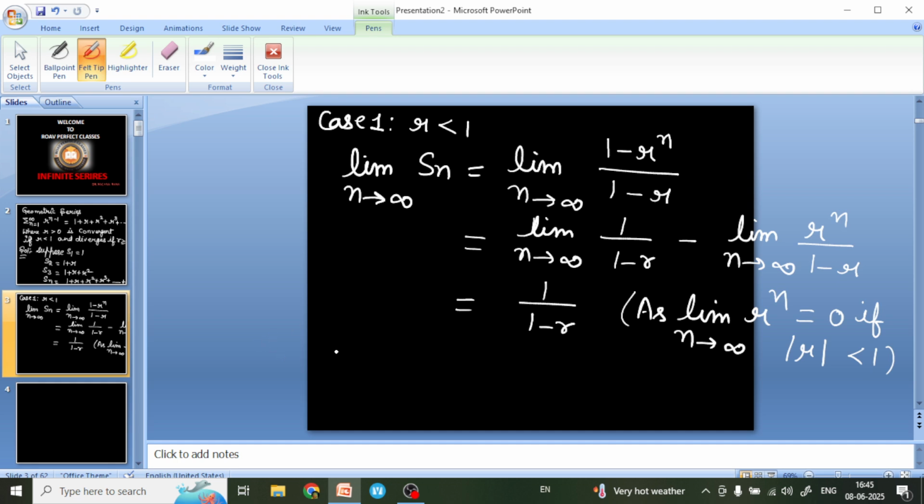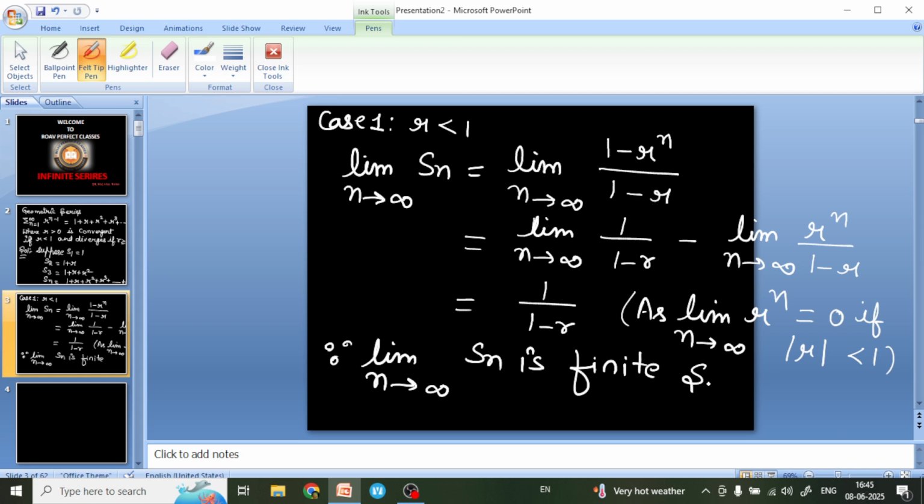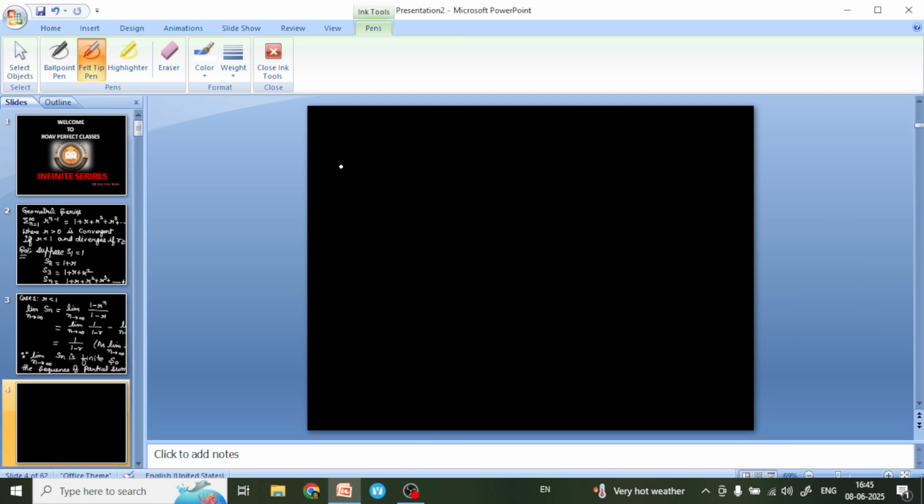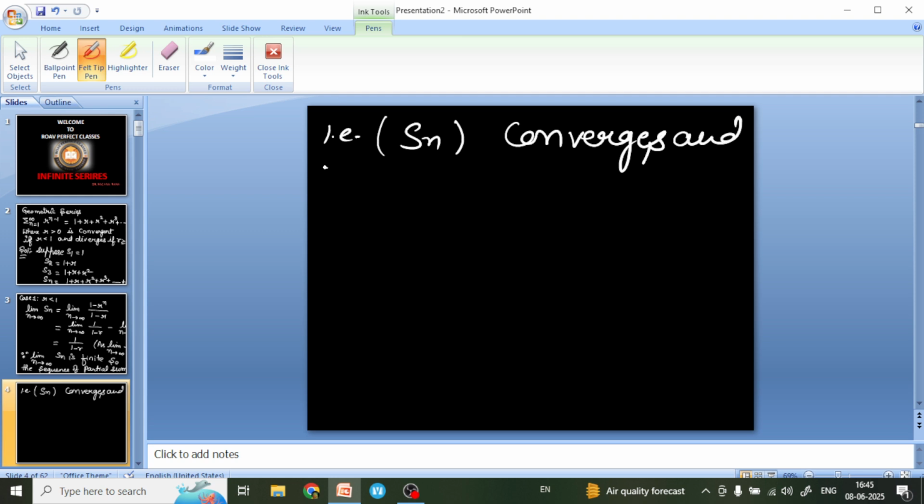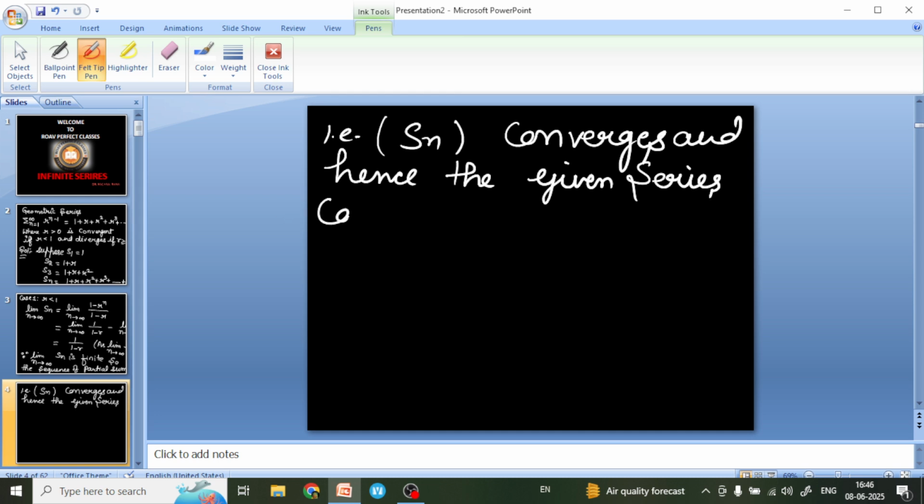So we can say that because limit n to infinity of Sn is finite, the sequence of partial sums, that is Sn, converges, and hence the given series converges.